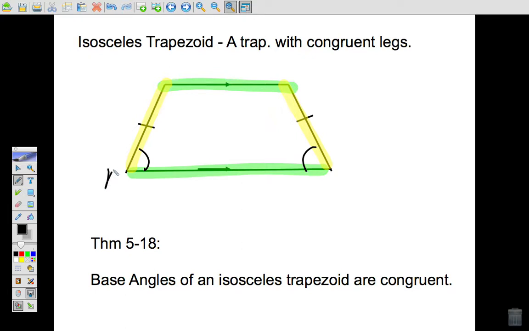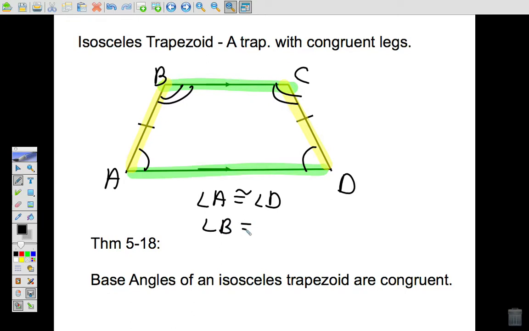So, for example, I'm going to label this A, B, C, and D, and you do the same. So in this situation, if this is an isosceles trapezoid, then angle A is congruent to angle D. Now, also, these are base angles, right? So the bottom two are base angles, the top two are base angles. So we could also say that angle B is congruent to angle C. So both these would be true because both pairs are considered to be base angles.